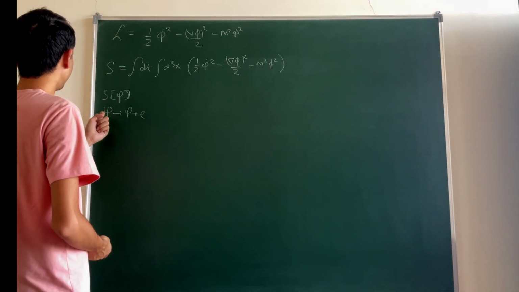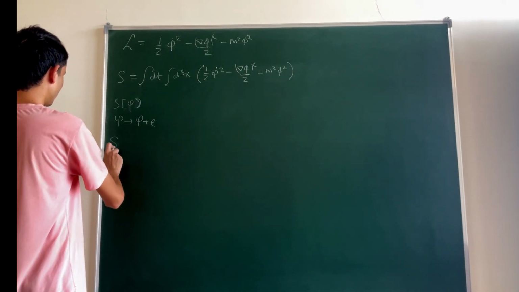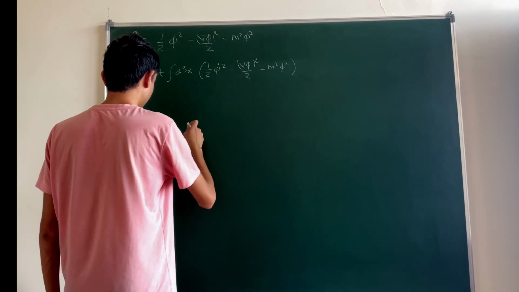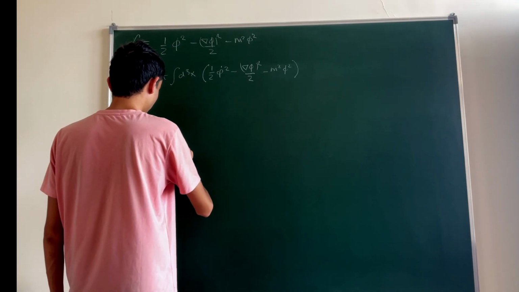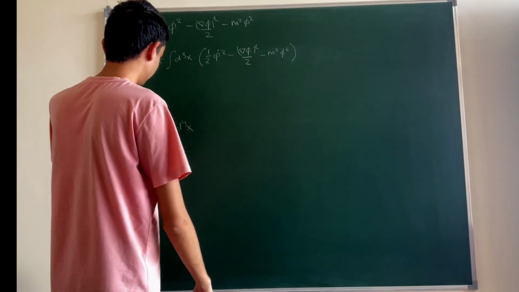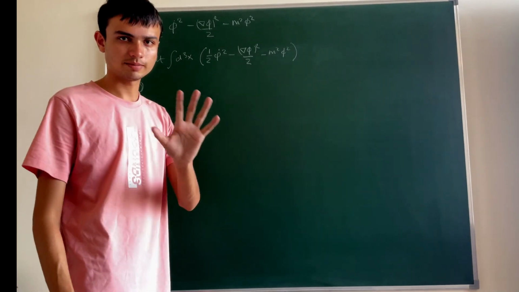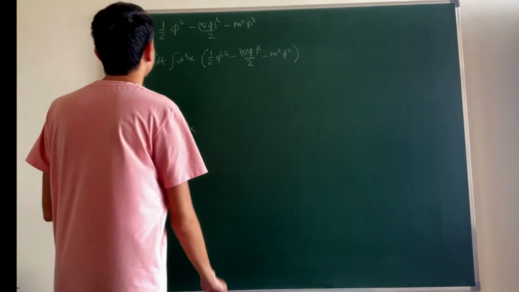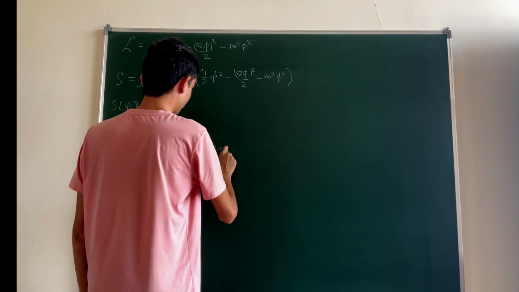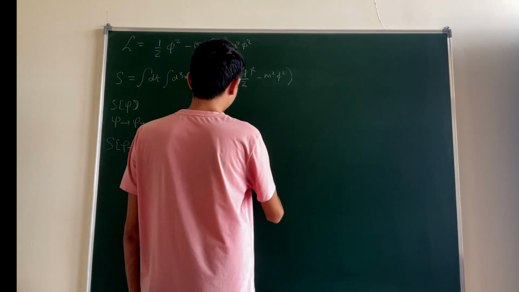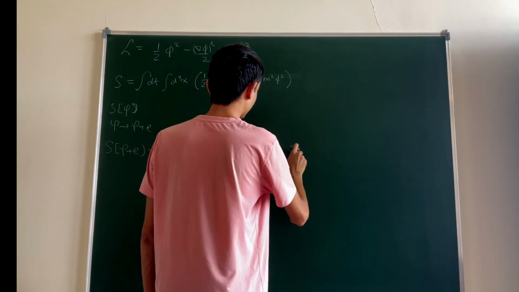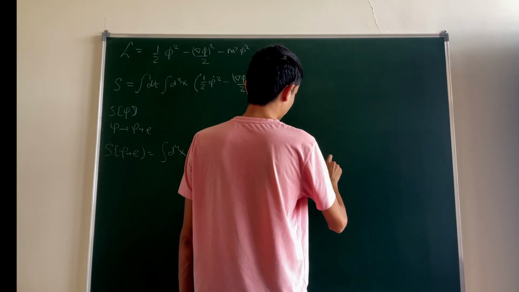Okay, so I have phi goes to phi plus epsilon. So my S of phi plus epsilon should be the integral of d4x. I'm putting t into x0, let's say it's t, and this is for rough notation. Don't judge it for dimensional purposes. Dimensionally there is still t, proper t. Okay, so this will be 1 by 2 (phi dot plus epsilon dot) squared minus 1 by 2 (grad phi plus grad epsilon) squared and minus 1 by 2 m squared (phi plus epsilon) whole squared.